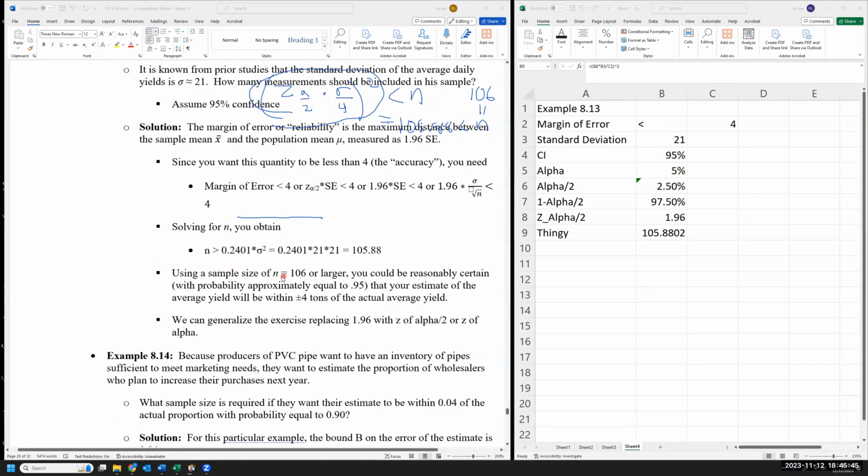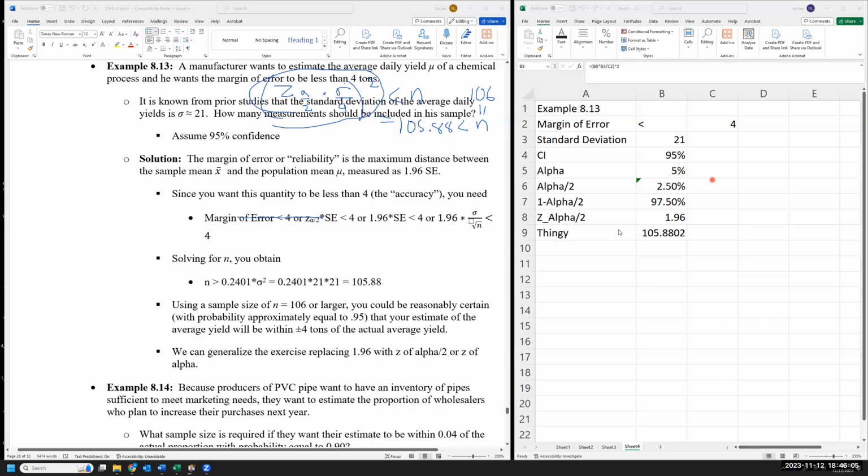Using a sample size n of 106 or larger, you could be reasonably certain, with probability equal to 95%, that your estimate of the average yield will be within plus or minus 4 tons. We want the margin of error to be 4. So it's basically solving that margin of error problem for n. That's all it is. All right. Clear that.